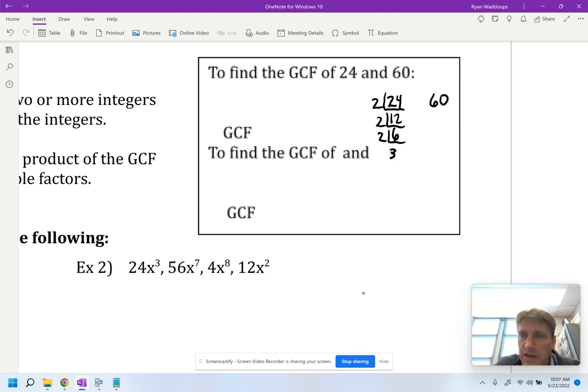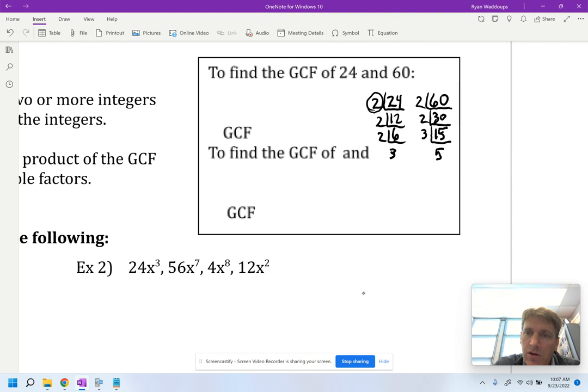And so then we're going to do the same thing with 60. We say 60. 2 goes into 60 30 times. And 2 goes into 30 15 times. Now 15 is not even, so 2 won't go into it. So I go to the next prime number larger than 2, which is 3. And 3 goes into 15 5 times, and 5 is prime. And so we're finished.